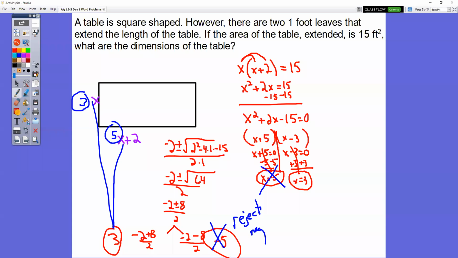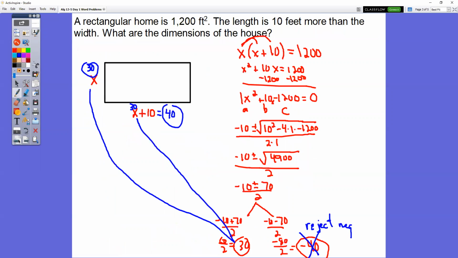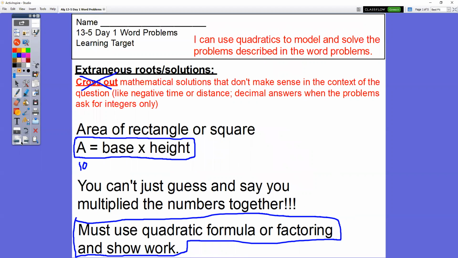Again, you might have been able to figure that out just in your head, but remember what I said at the beginning, please. You have to show your work. Yes, you can figure out some of them in your head. You can't just guess and say that you multiplied the numbers together. On your homework today, on your quiz, on your Regents exam, they expect you to show setting up a quadratic.